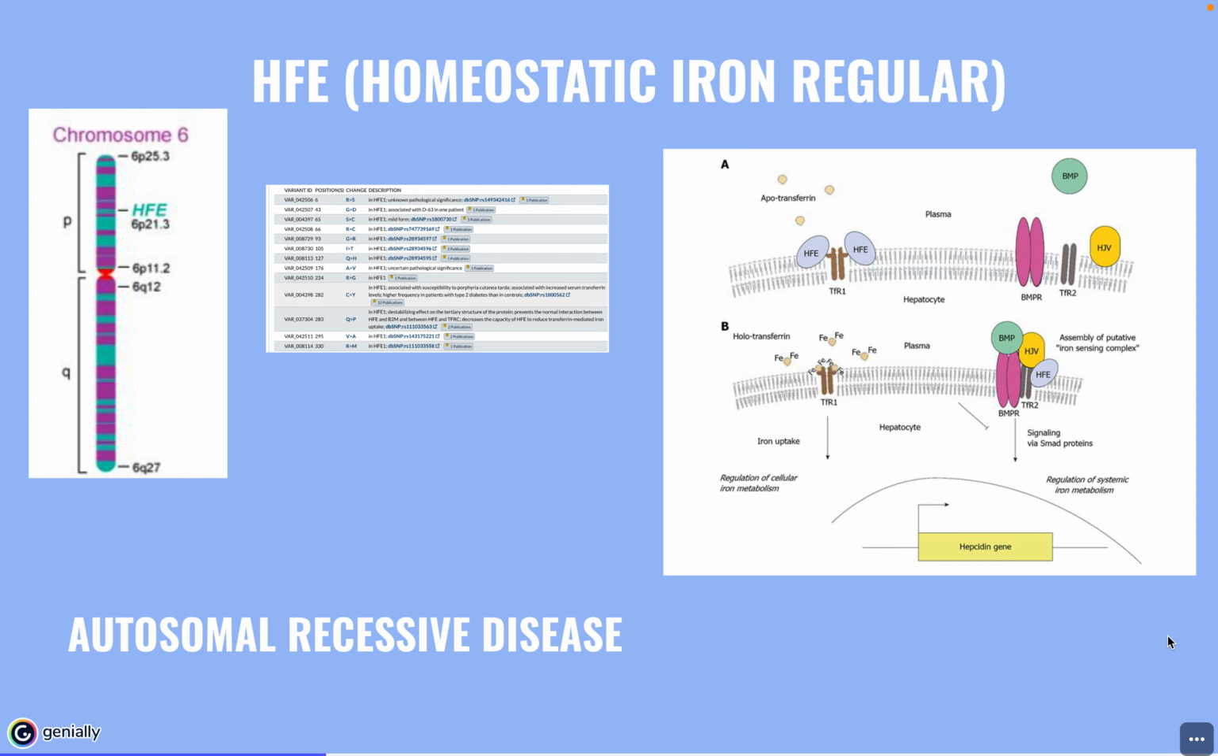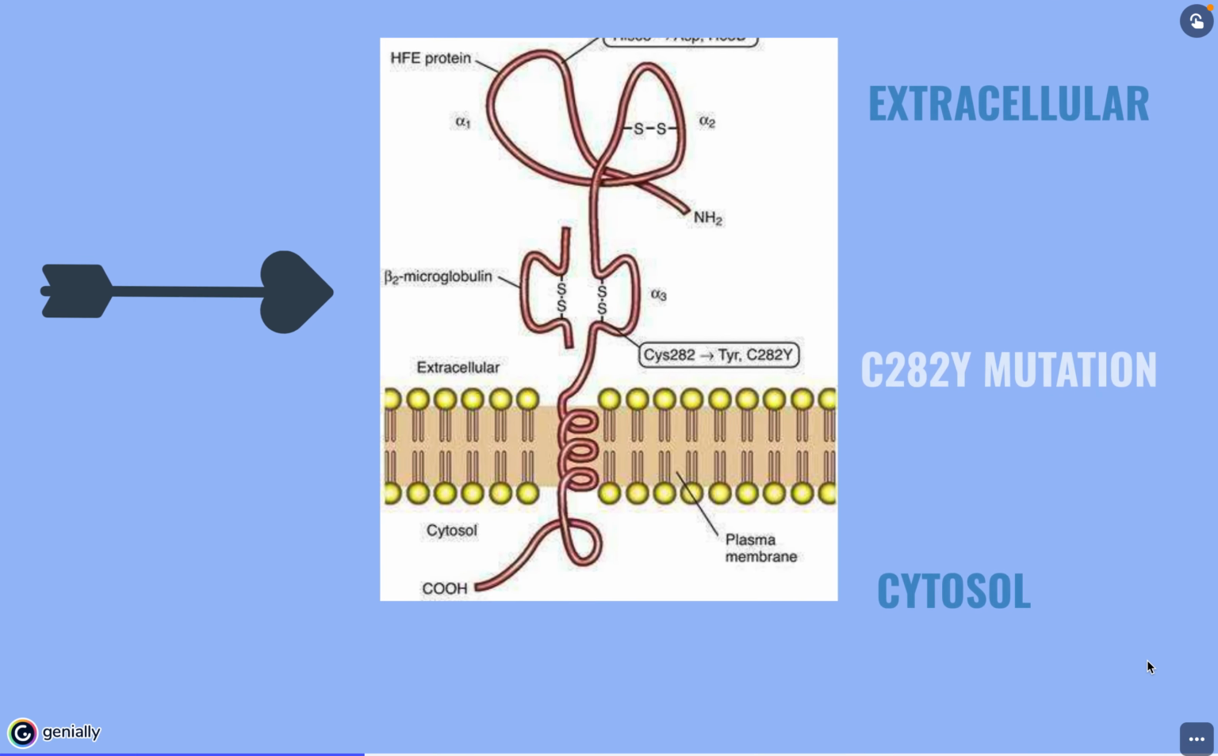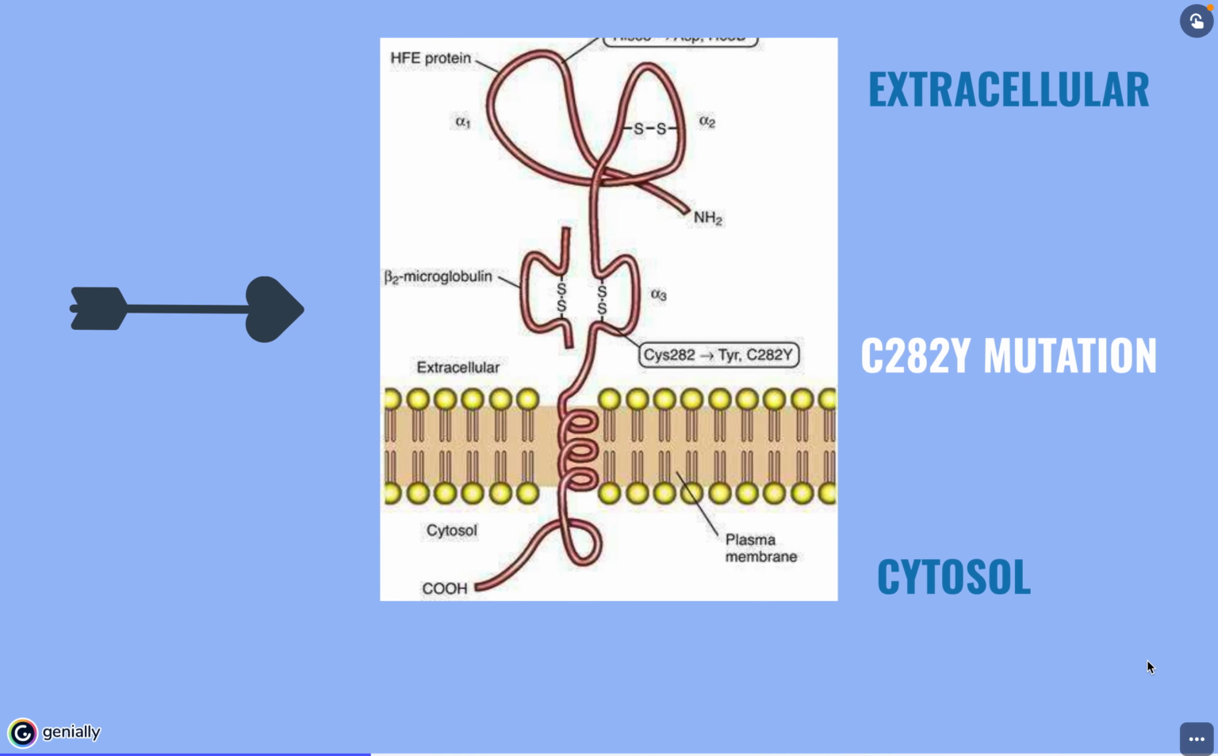It is important to note that there are multiple mutations that can happen in these genes, and a few of them are listed below. Some of them are more hazardous than others. One of the most common mutations is an amino acid change at position 282, changing it from a cysteine to a tyrosine, or the C282Y mutation.